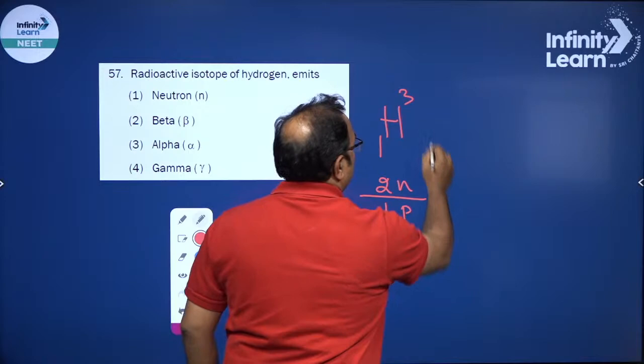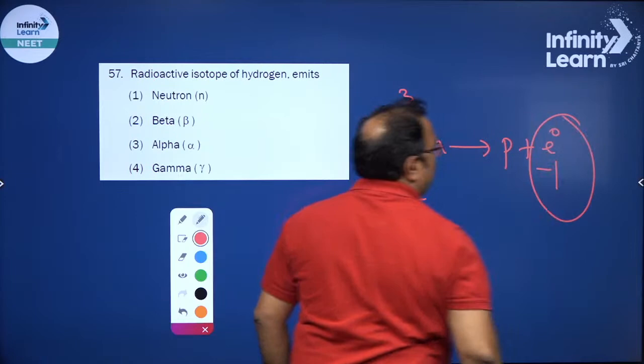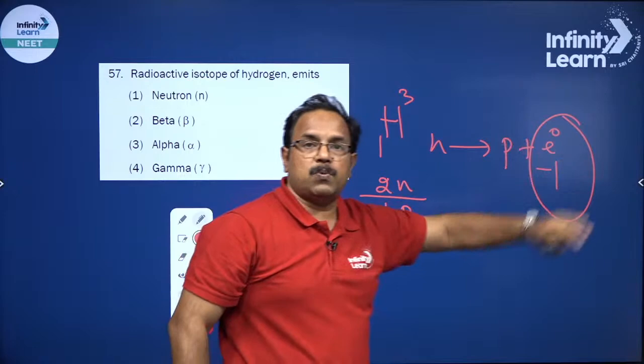So in this aspect, neutron converts into proton. It emits what you can say a beta particle. Therefore, the proton and electron, positive and negative, this is neutral. It's properly justified. Yes, ye to aapko pata hai. It's a simple one.